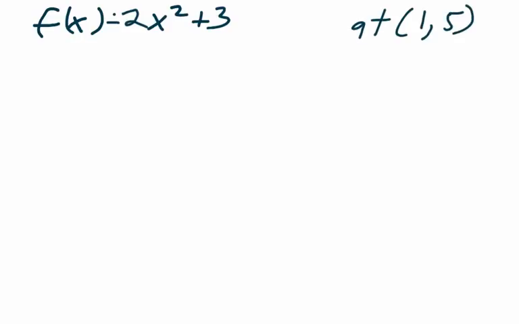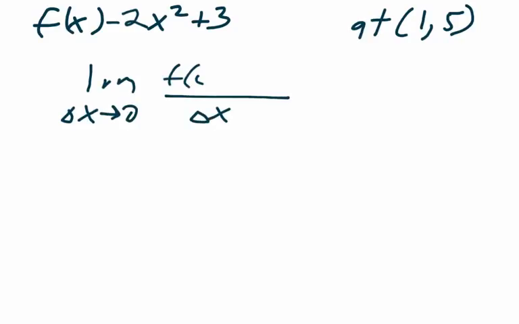Alright, we're going to try this. f of x equals 2x squared plus 3 at the point (1, 5). And so we are using the first definition of the limit. The limit as delta x approaches 0 of f of c plus delta x minus f of c, where this is c and this is f of c.